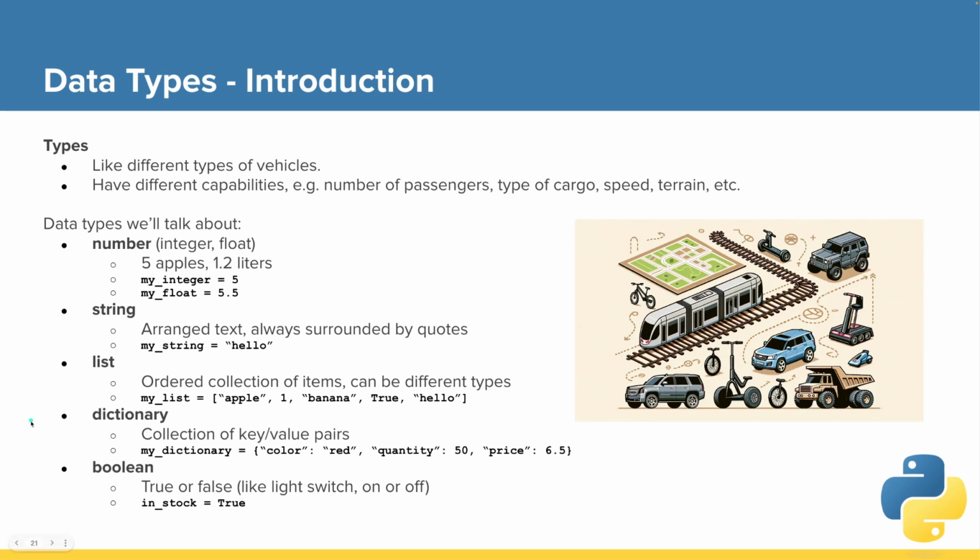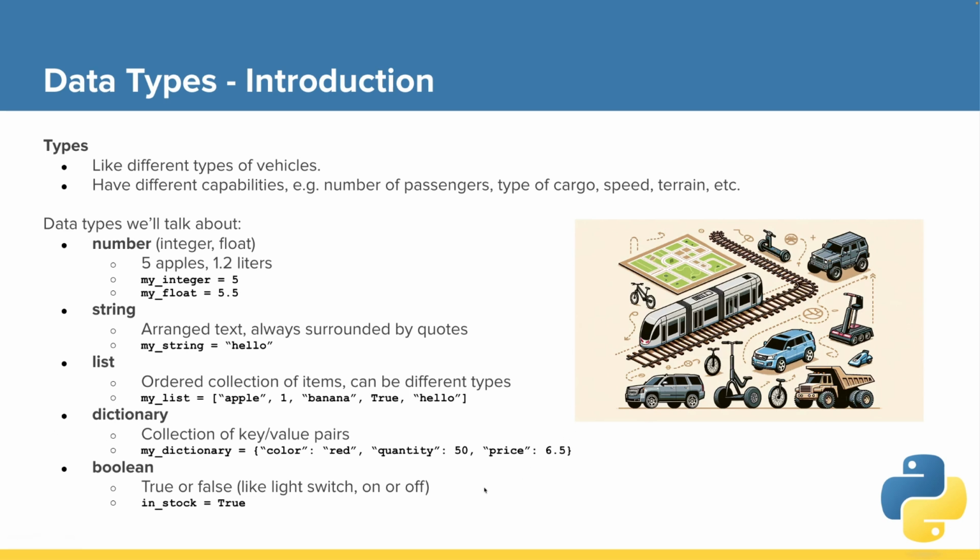We also can have a dictionary. This is another data type we'll talk about. That's a collection of key value pairs where we might be describing a lot of different things about an object, about something. For example, let's describe the apple. Well, the color is red. And then we have this comma here that separates to the next thing. Well, the quantity of the apples that we have in stock in our store, let's say we have 50 apples, and the price of each apple is 6.5. So that's a dictionary. We'll get more into that as well.